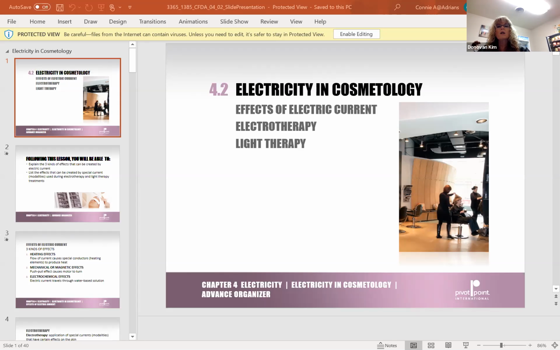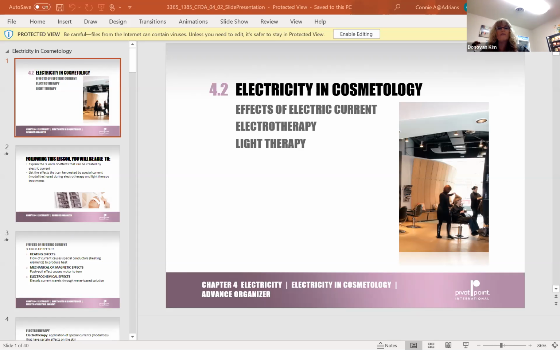Okay. So within that, we have electrotherapy. Electrotherapy is a term that you're going to need to know. This is the application of special currents, also known as modalities, and they have these different effects on the skin. So you have galvanic current, which is really popular in the aesthetics world. You have faradic current. Faradic current is something that we need to know about, but it's something that we do not use. It's more of a medical type of current. Well, in California, let's just say we can't use it.